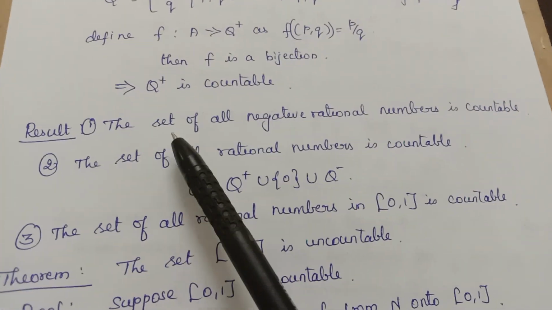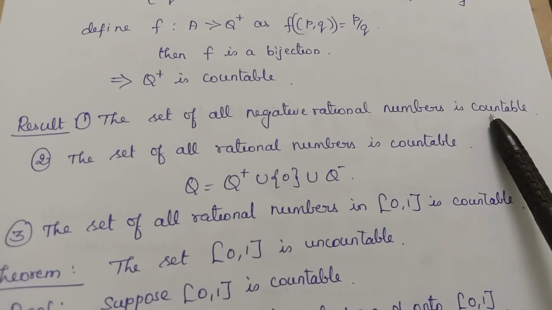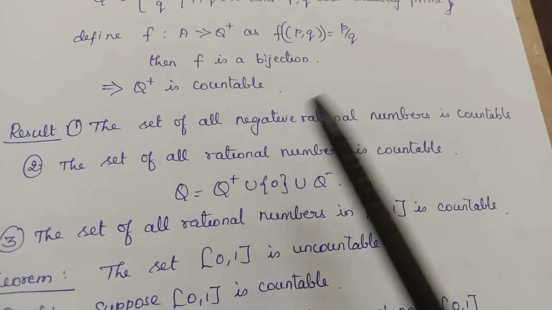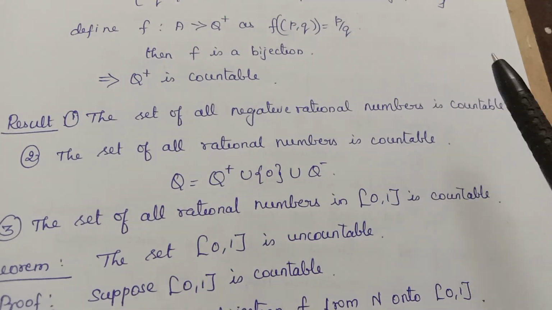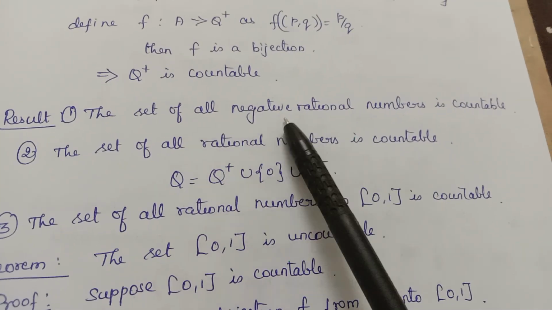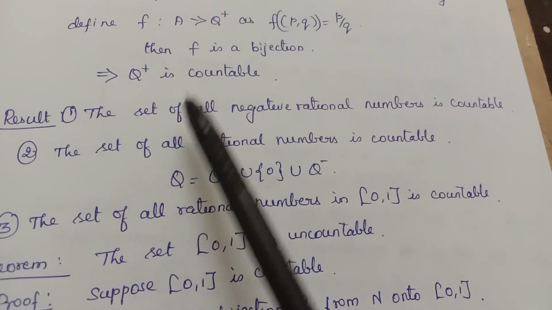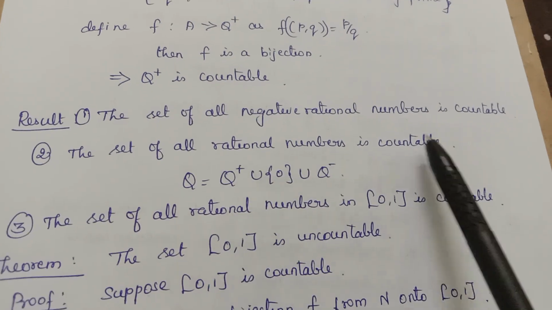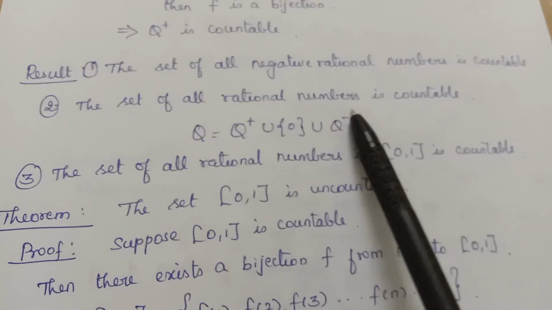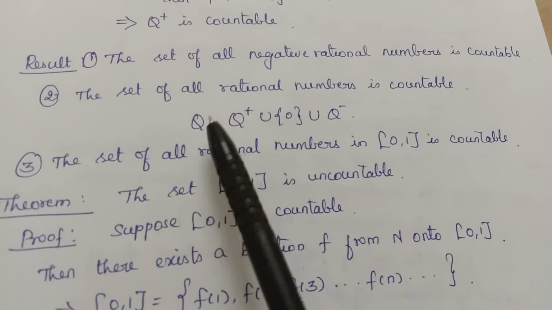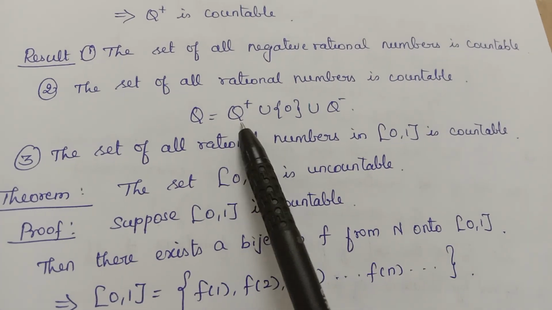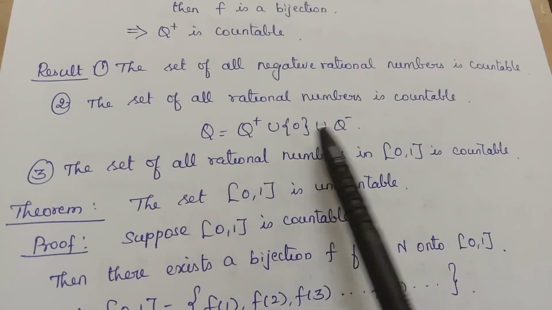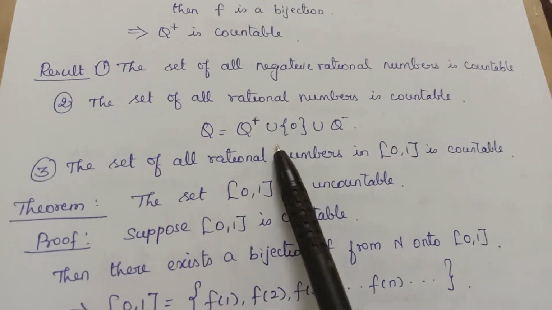Next one, from this we can conclude the set of all negative rational numbers is also countable. This is just obtained by developing a bijection from positive rational numbers to negative rational numbers, as f(x) is equal to minus x. Okay. So negative rational numbers is also countable. So from all these results, I am concluding the set of all rational numbers is countable. This is an important property. How is it countable? Rational numbers is nothing but the union of positive rationals, negative rationals, and 0, isn't it? Each one is countable here. Therefore, their union is also countable.